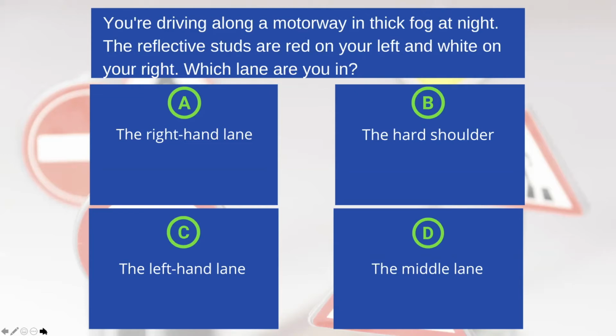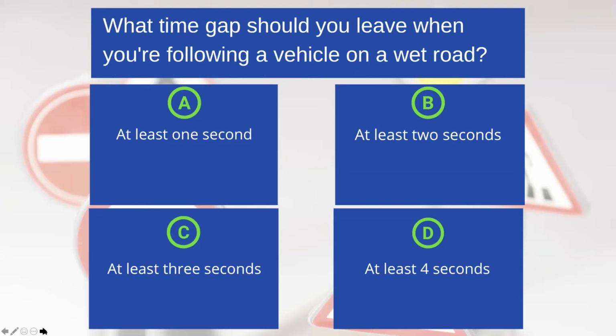left-hand lane. What time gap should you leave when you're following a vehicle on a wet road? If you're following a vehicle on a dry road, it's going to be 2 seconds, a 2-second gap. If the road is wet, it will be 4 seconds. And if the road is icy, it's going to be 10 times the gap. 10 times 2 seconds will be 20 seconds. So if you're following a vehicle on a wet road, the answer is going to be at least 4 seconds.